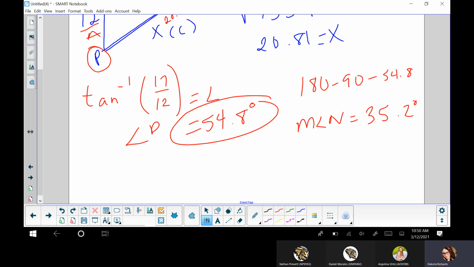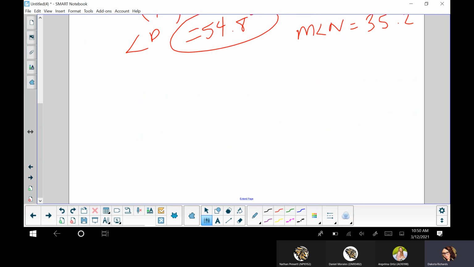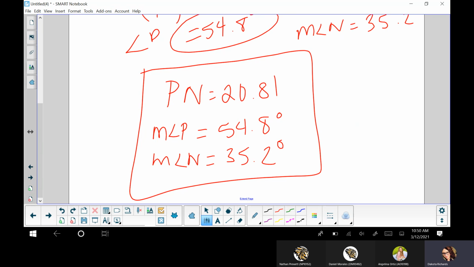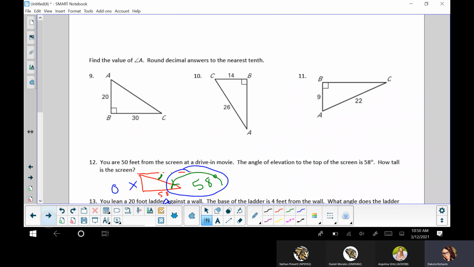So to sum things up, we found three things on this triangle. The first thing we found was side PN, and that was 20.81. The measure of angle P is 54.8 degrees. The measure of angle N was 35.2 degrees. So try doing that on number 15. Again, those answers.